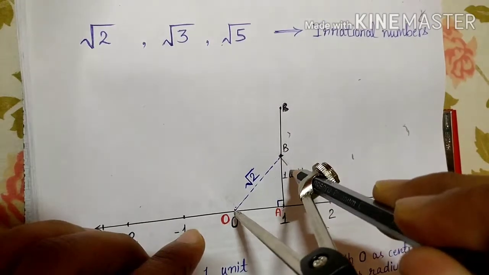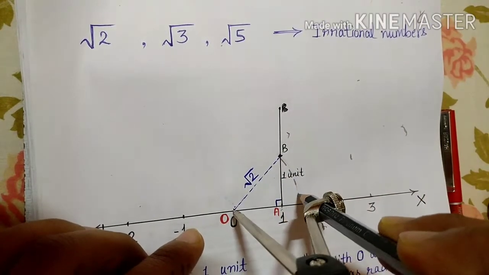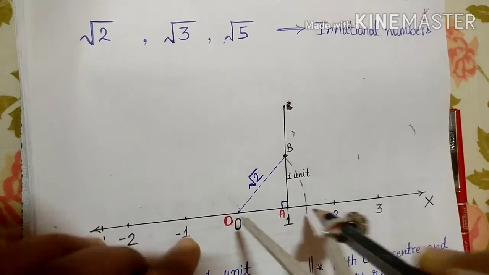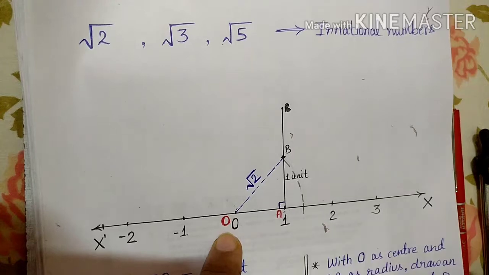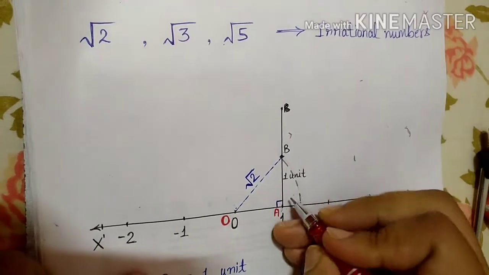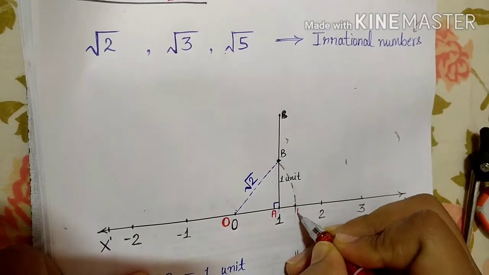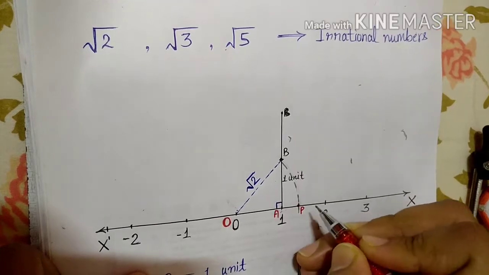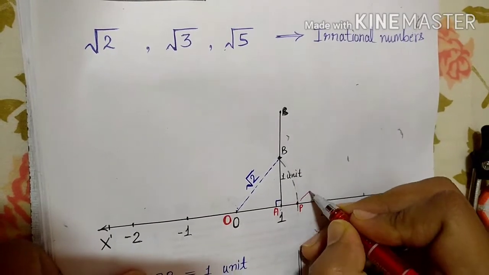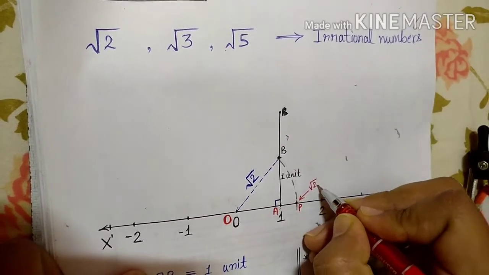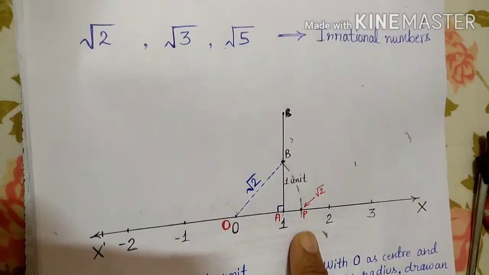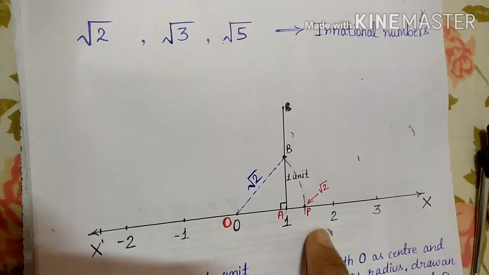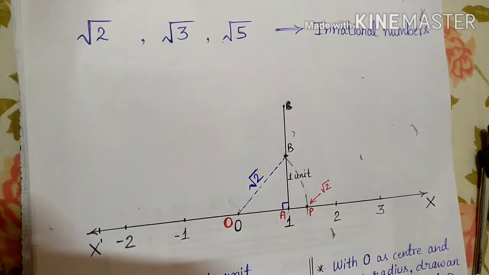So I'm going to draw a dotted line which cuts this OA at which point? At this point. We can give this point a name. Suppose this is point P. You can give any name. I have given point P. This P point is showing what? Root 2. So in this way we have shown root 2 on the number line.